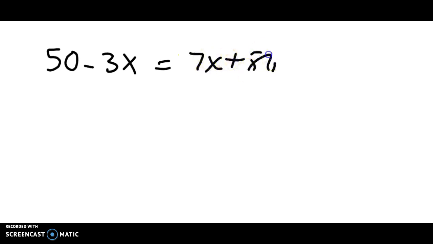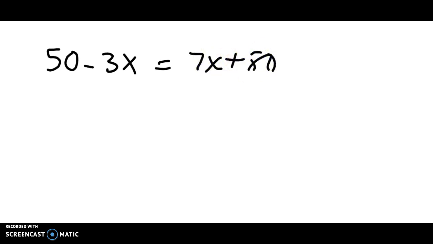Number 6 says Yvonne is thinking of a number. 50 decreased by 3 times the number is the same as 7 times the number, increased by 80. What is Yvonne's number? Well, we have to identify, we're going to let x be that number. So 50 decreased by 3 times the number is the same as 7x plus 80.